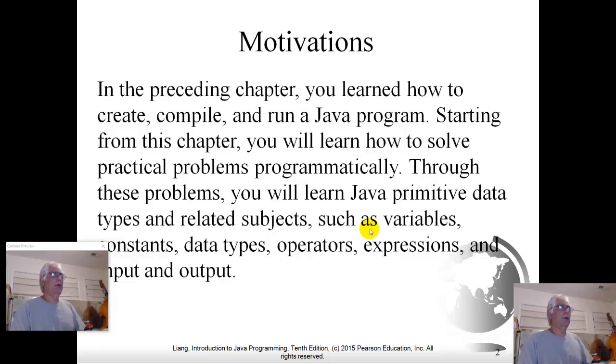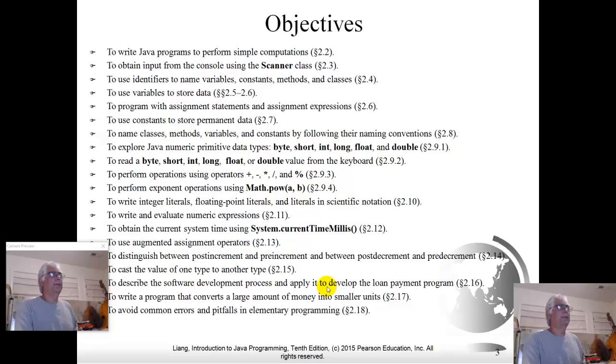Last chapter you learned just the very basics, how to set up a Java program. This chapter you'll write some simple programs. It's fun, I think you'll like it. We'll look at basic Java concepts, such as primitive data types, variables, constants, operators, expressions, input and output. So a lot of material here. Many objectives. You can read these, but let me just hit a couple of the highlights here.